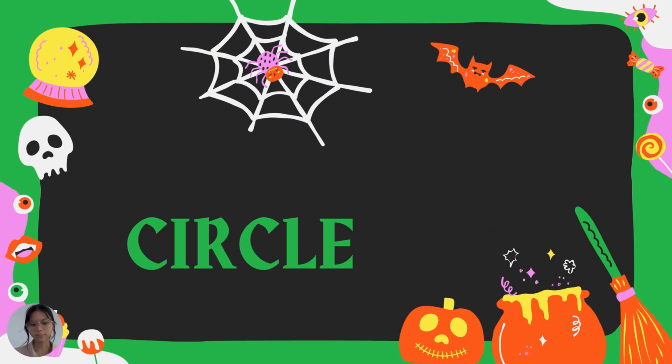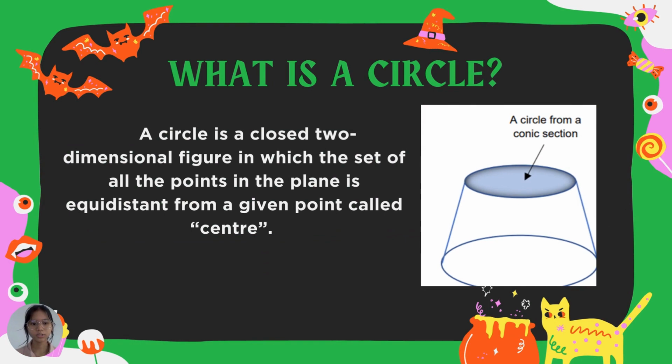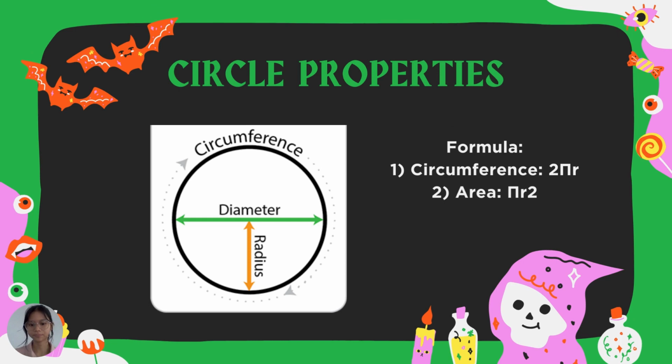First, we're going to talk about the circle. So, what is a circle? A circle is a closed two-dimensional figure in which the set of all the points in a plane is equidistant from a given point called the center. There are some circle properties which include circumference, diameter, radius, and area.